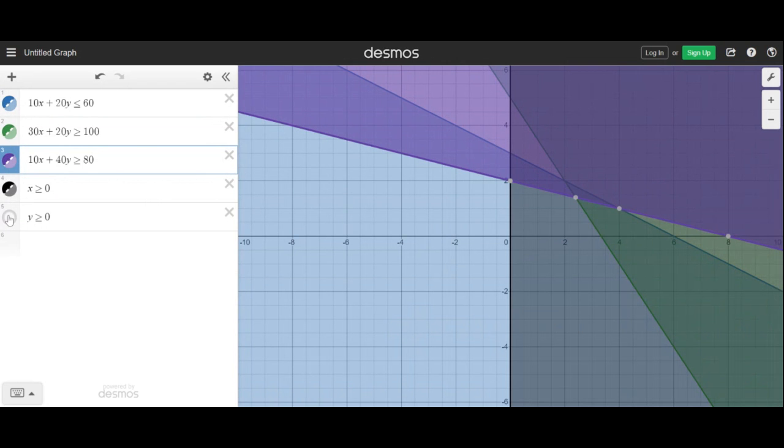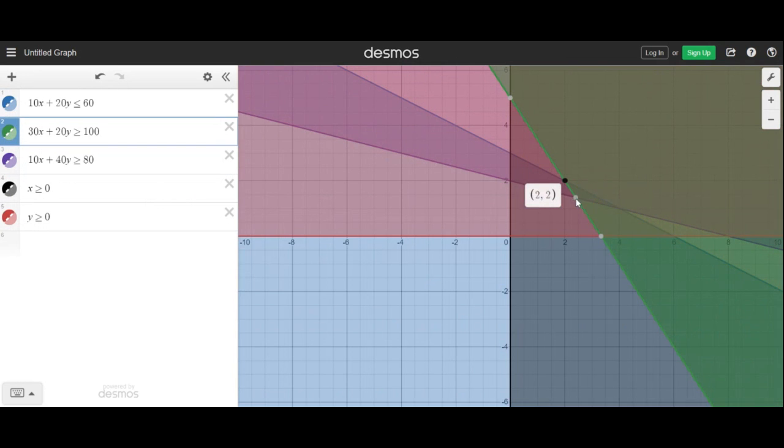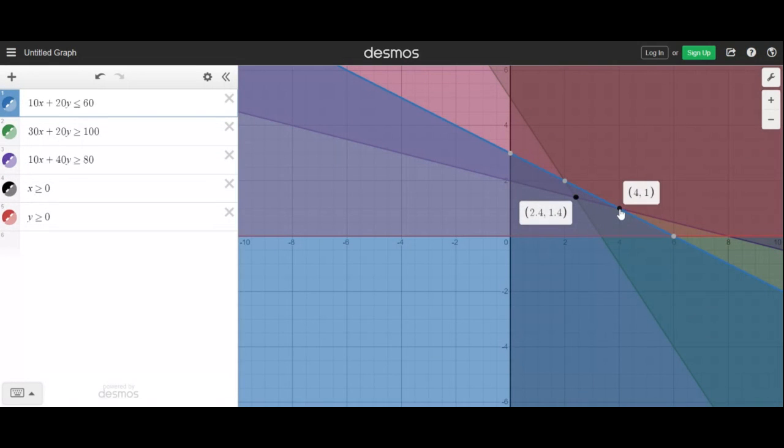And then finally, we just need to be greater than or equal to 0 for the x and the y. All that does, again, is just make sure we're in the first quadrant, basically, but that does not change the fact that our overlapping region is still right in here now.